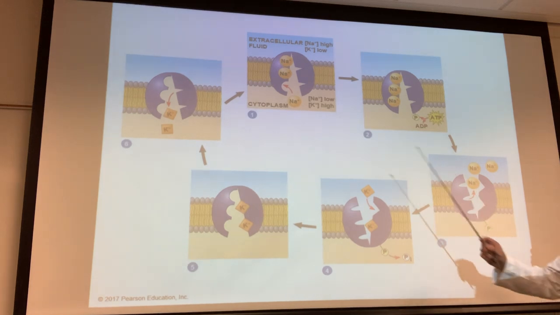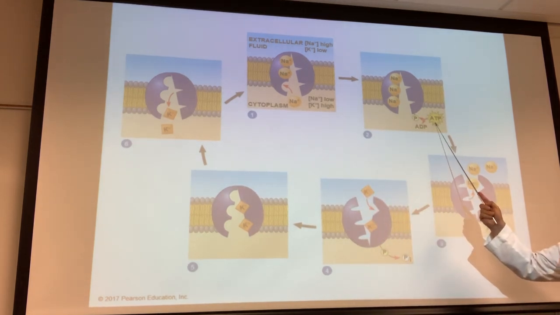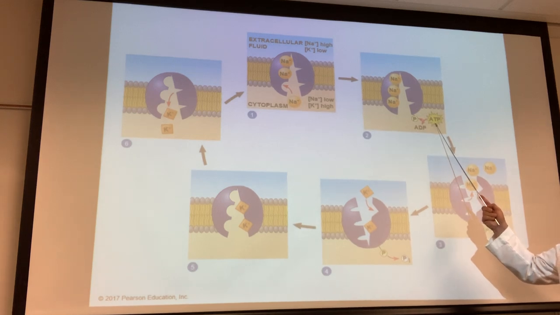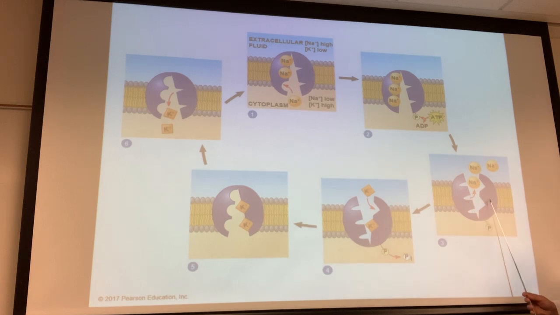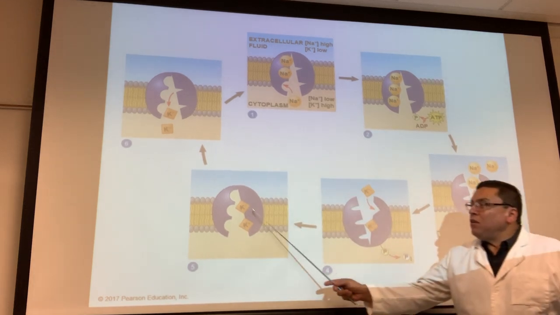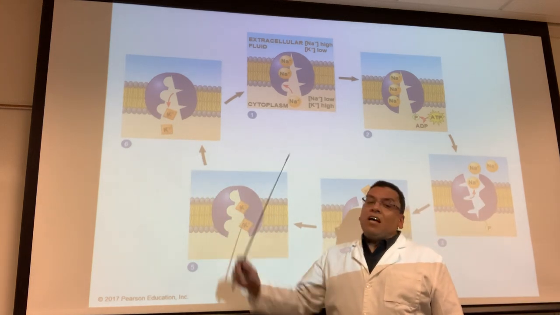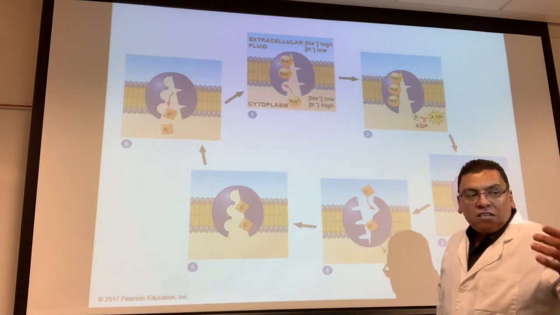So look at it. Three sodiums are leaving the cell through the expenditure of ATP against the gradient. It is active transport. But while the protein is open to the outside, it picks up two potassiums and brings them into the cell. So three sodiums are leaving and two potassiums are coming in.